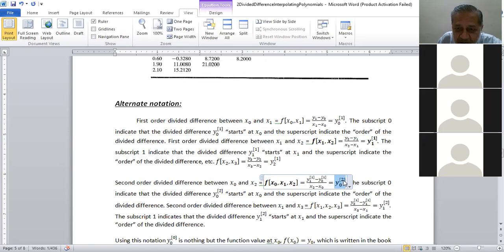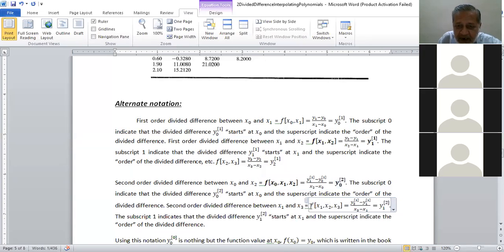Superscript indicates second order divided difference. Subscript indicates from what x value we have started. And what's the definition? For second order divided difference, in the numerator, we take the difference of first two first order divided differences. And the denominator is the range of all x values, that is, last x value minus first x value. So x2 minus x naught.